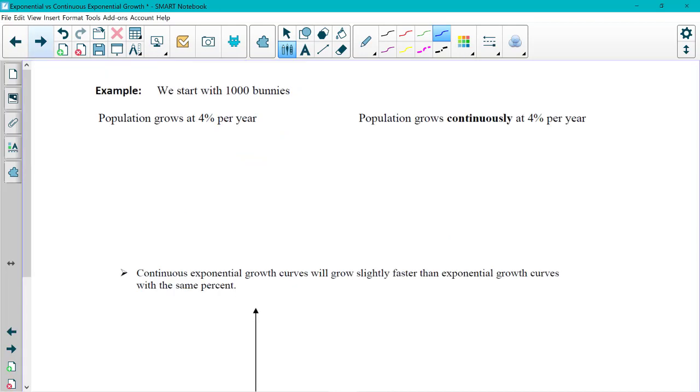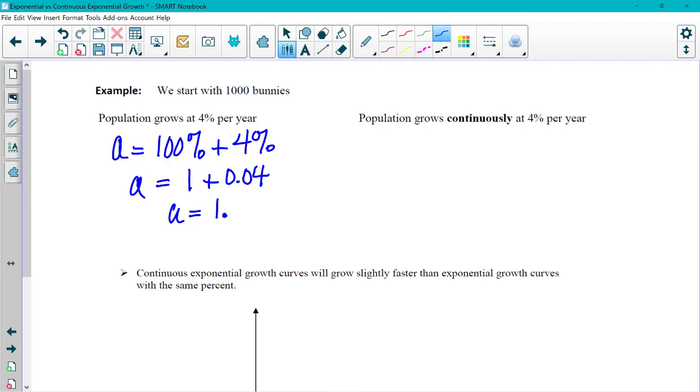So if I start out with 1,000 bunnies, okay, the population of bunnies grows at a rate of 4% per year. Okay, so we need to find our base A, which is 1 plus, well, let's say it this way first. So it's 100% plus 4%. So if you think about that, then we need the decimal equivalents. So 100% is 1, 4% as a decimal is 0.04. So my base for my growth function is going to be 1.04.